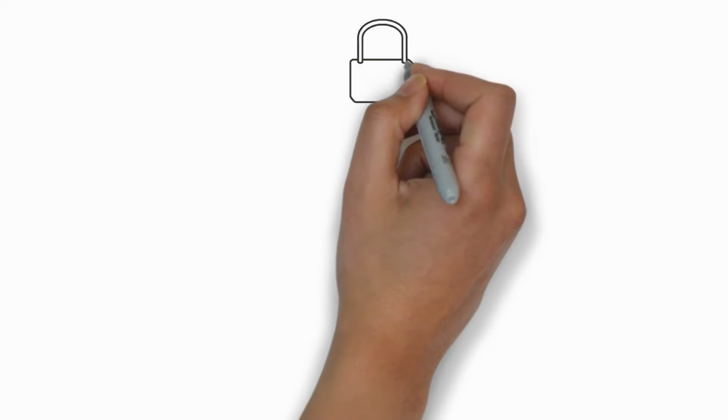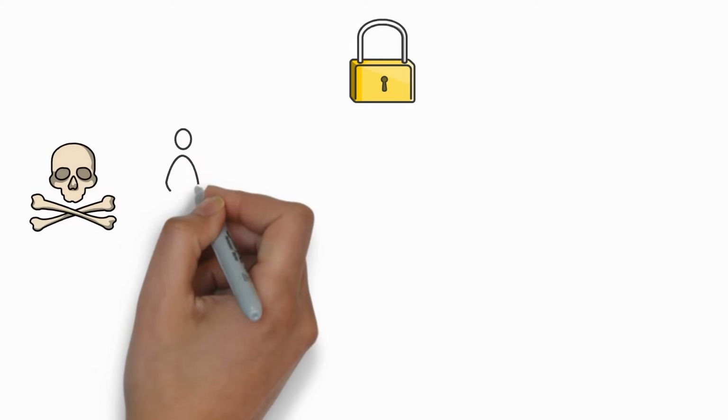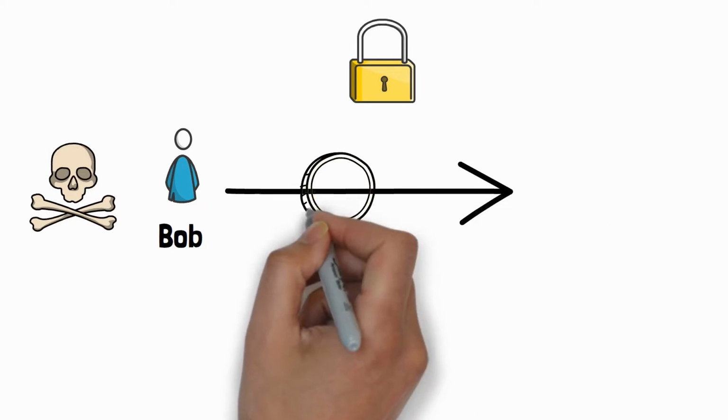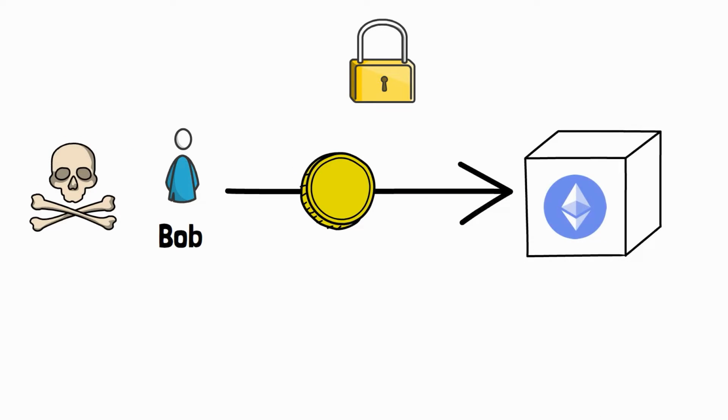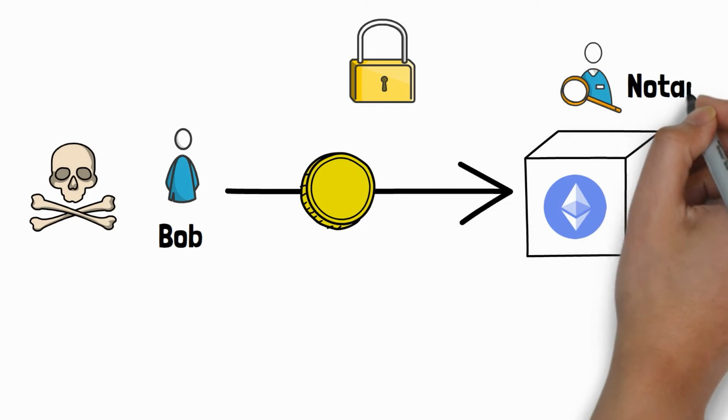Okay, but what about security? From the point of view of the user, Bob, the bigger risk is that after locking his tokens on the first blockchain, nothing happened. The third party could either go offline or not forward the transaction to the second blockchain. That's why the notary needs to be trusted.